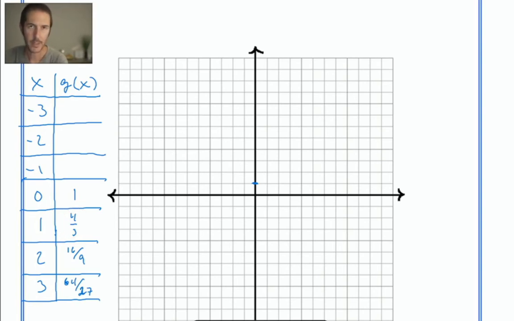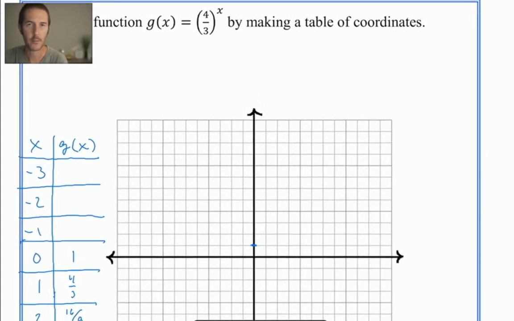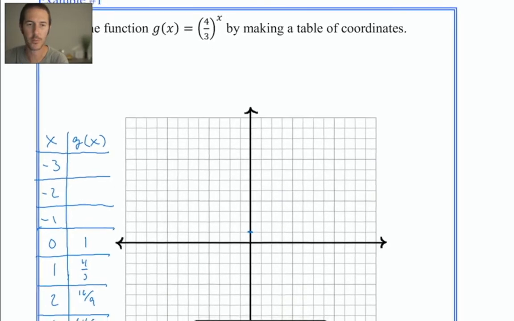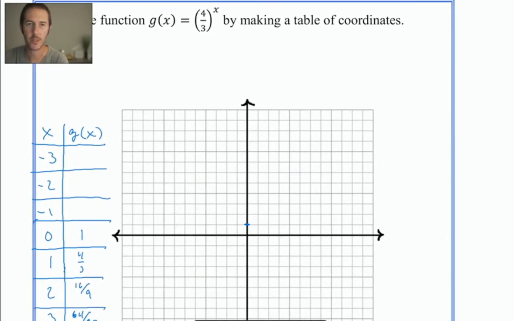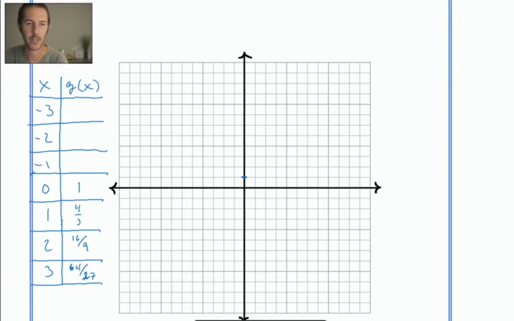And then we plug in an x value of 2. Now we're taking 4/3 and squaring it. To square the fraction, we multiply the fraction by itself, 4/3 times 4/3. So in the numerator, you've got 4 times 4, which makes 16. In the denominator, 3 times 3 makes 9. So you see my y value of 16/9 next to the x value of 2 there. And so on into number 3, we're cubing the numerator and denominator. And we'll plot some points in a moment.